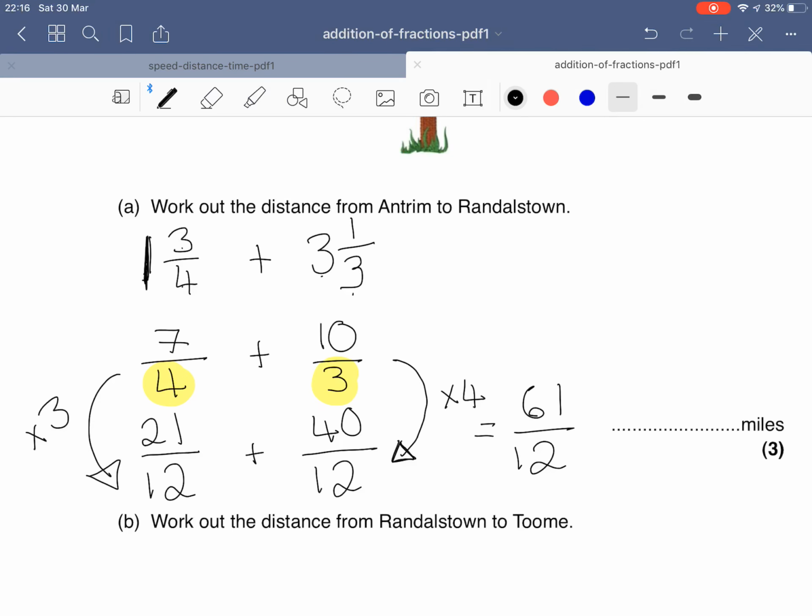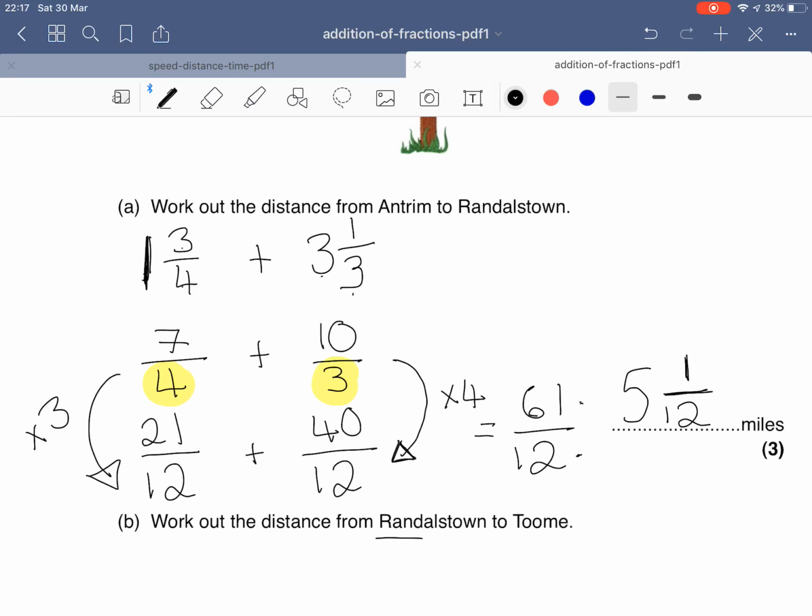Now we need to change the improper fraction into a mixed number. So how many times does 12 go into 60? Well, we know that's 5, with 1 left over, and the bottom stays as 12.